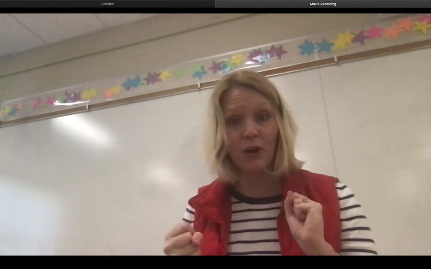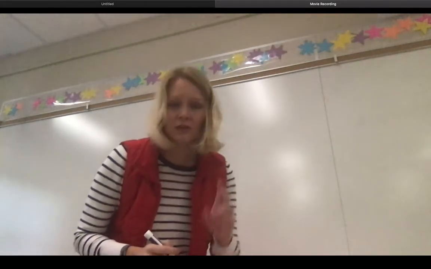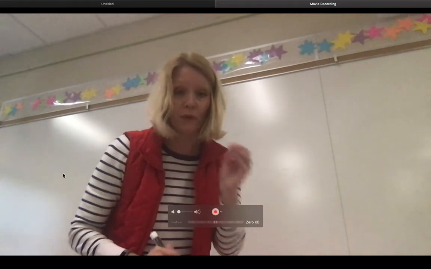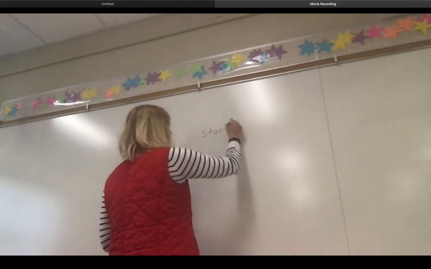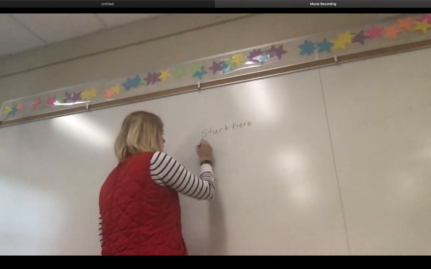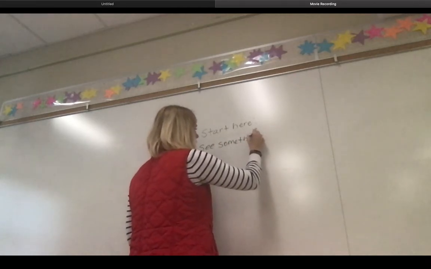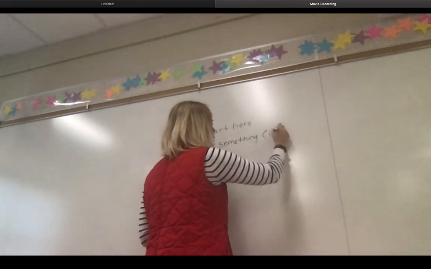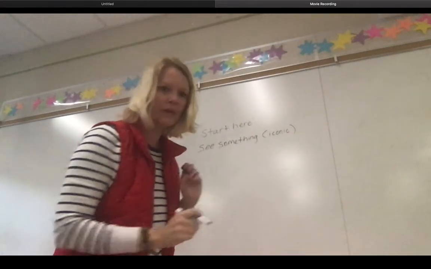Okay, so here we go. Write this down in your notebook, please. Let's start with the two really brief types of memory. So let's start here. This is going to be like a little map. If we see something, this is called iconic memory. ICONIC. If we see something, it's called iconic memory.